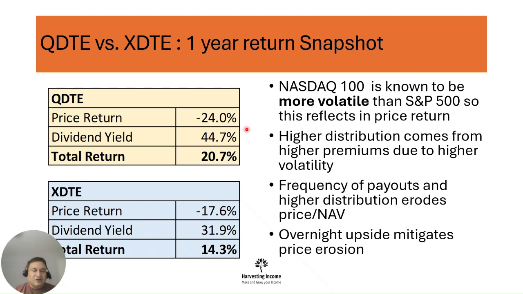So that's an honest disclaimer that I like XDTE for its stability, whereas I like QDTE for its high amount of dividend potential and high volatility, premium capture, all those reasons. When the index is more volatile, it's a kind of a double-edged sword. You can get more premiums, but at the same time, your fund can erode in value too, especially when the index falls. You can see a little bit of price erosion.